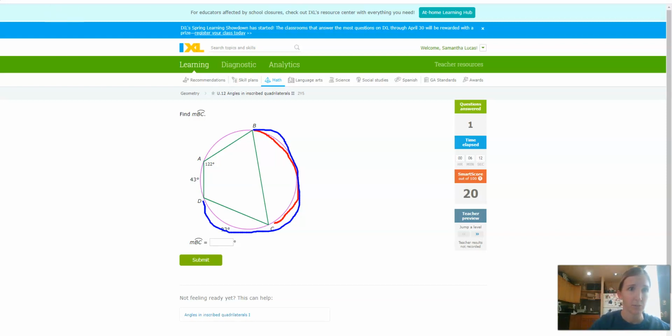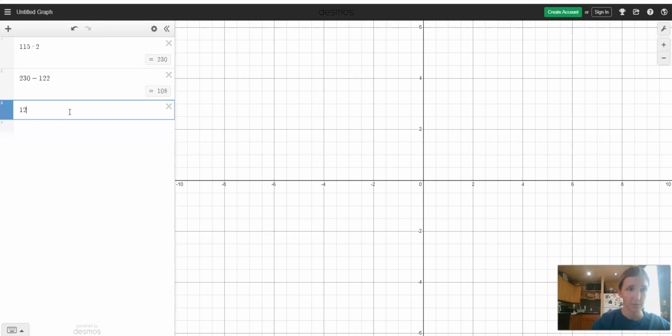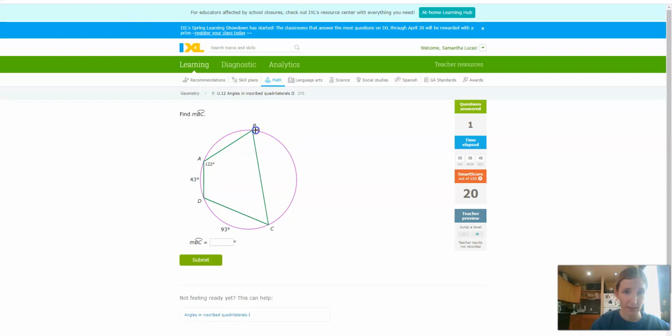So let's go back over to Desmos. 122 times 2 gives me 244. And again, I lost my whole arc, but I know from B to D is 244 degrees. If I'm trying to find BC, and I know that B to D is 244, and C to D is 93, I can subtract, right? I have the entire arc of BD, and I have this piece of it. So if I want the missing piece over here, I'm going to do 244 minus 93.